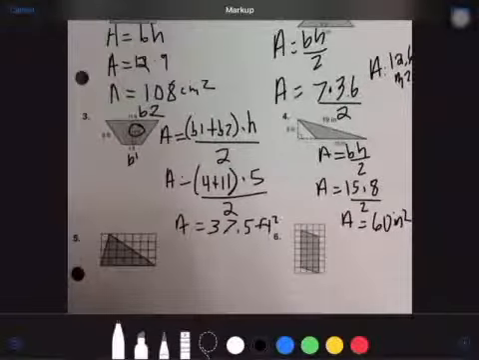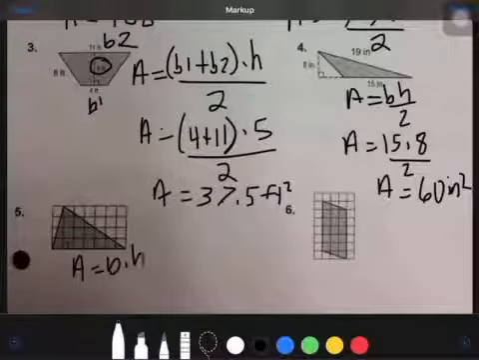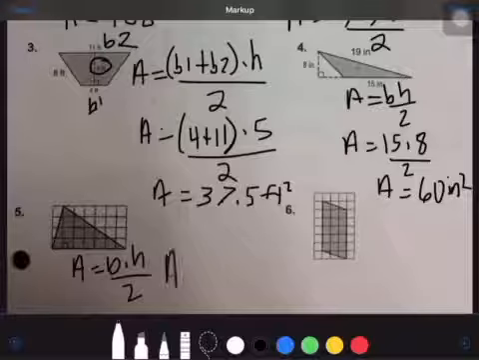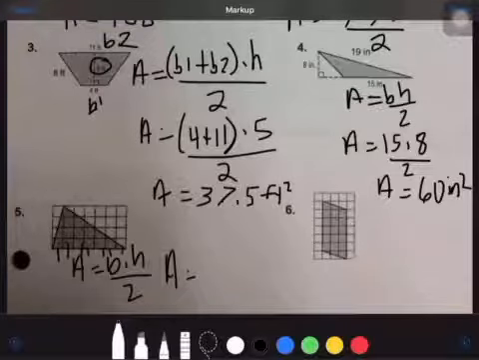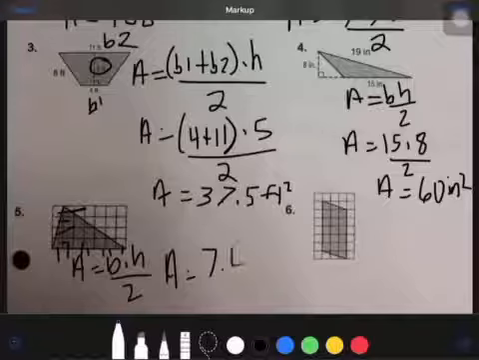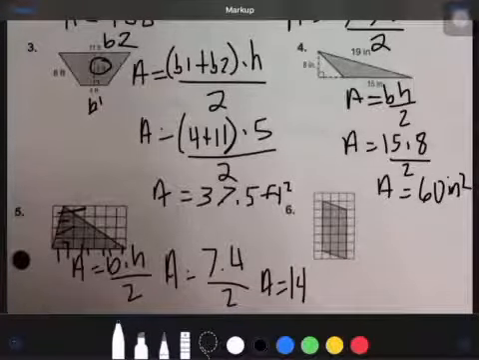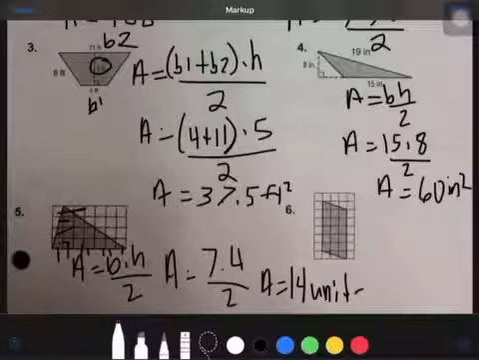Okay, I'm going to go to the last ones here. Number 5 I can see is a triangle, so I'm going to put my triangle formula. Base times height divided by 2. Next thing I'm going to put are the numbers I have to count. My base is 1, 2, 3, 4, 5, 6, 7. My height is 1, 2, 3, 4. Divide by 2. Area equals 14. In this case, we just call it units squared.